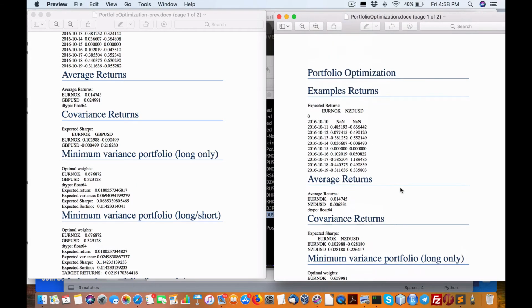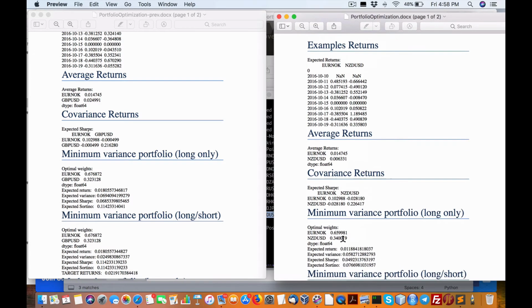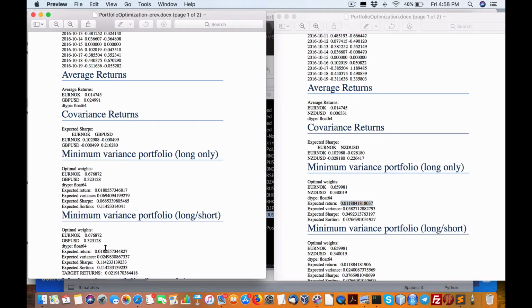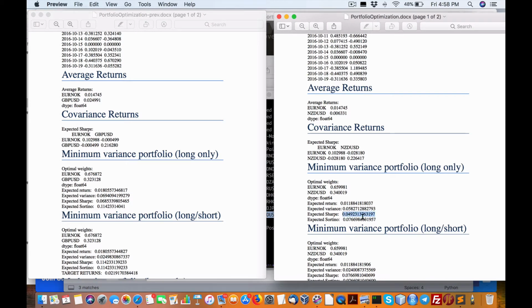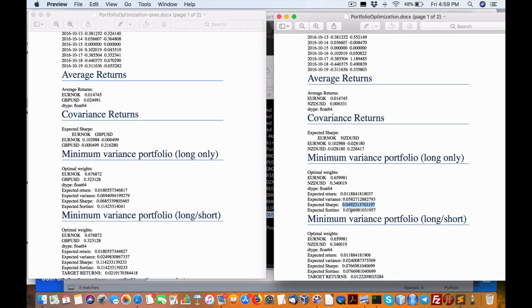Now, if you take the same analysis comparison against the Euro Norwegian kroner with the New Zealand USD, you'll notice that when you compare the long only minimum variance portfolio, the expected return is 1.1%, whereas on the other one it's 1.8. Our Sharpe ratio is 4.9%. Sortino in a low volatile environment is 7.6%.